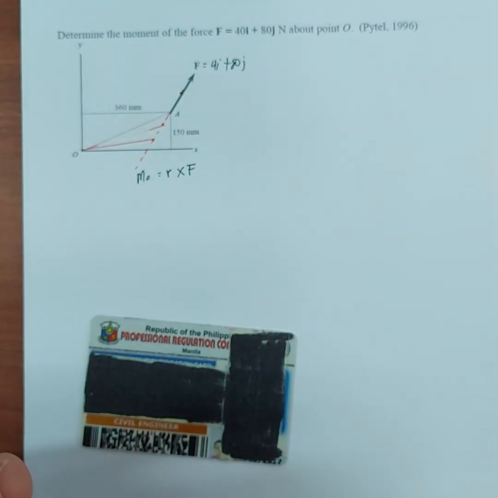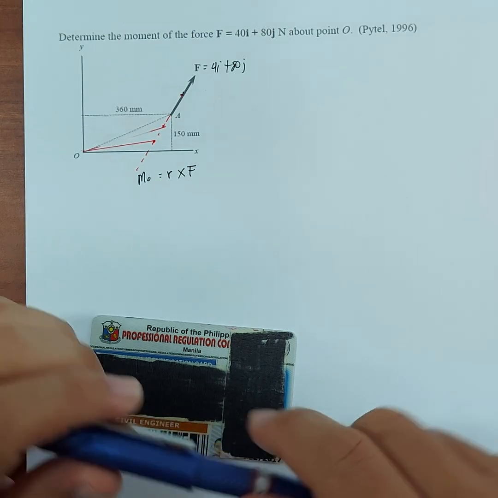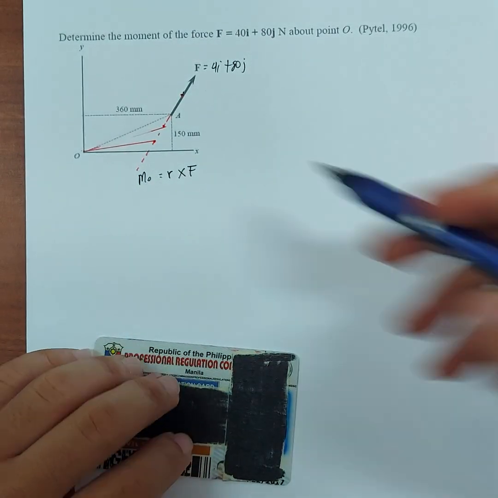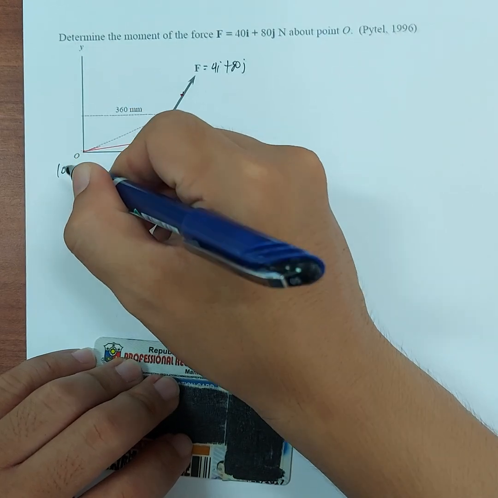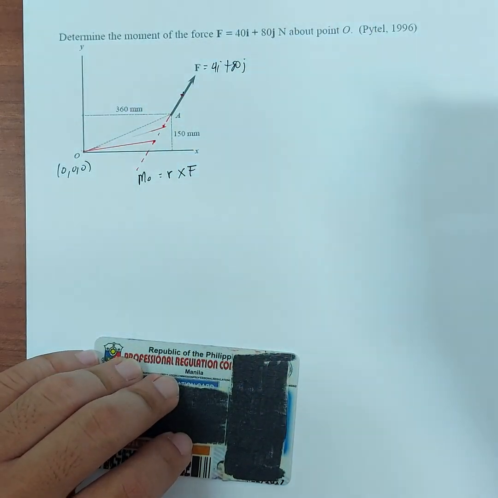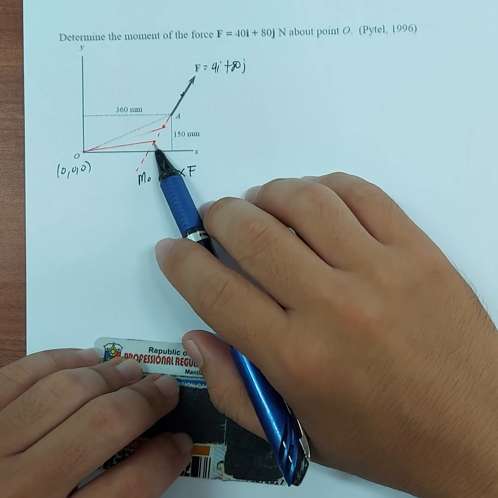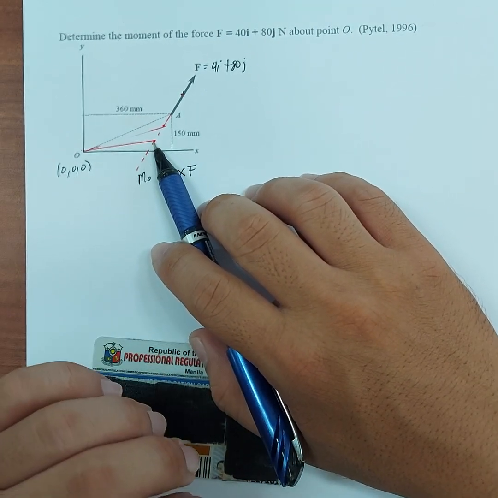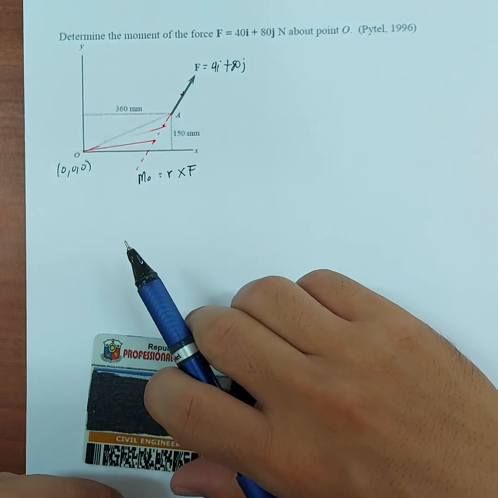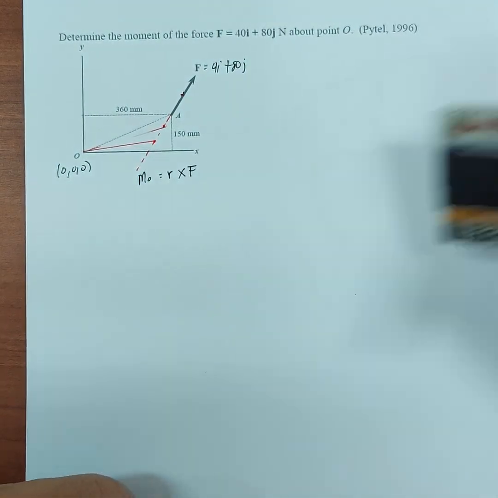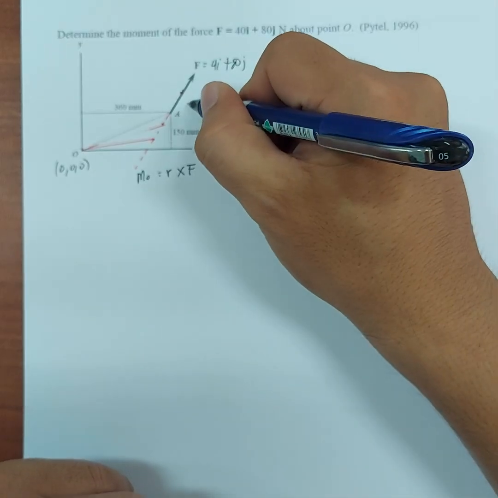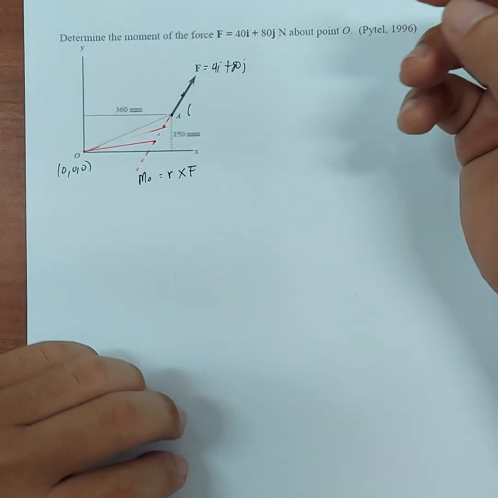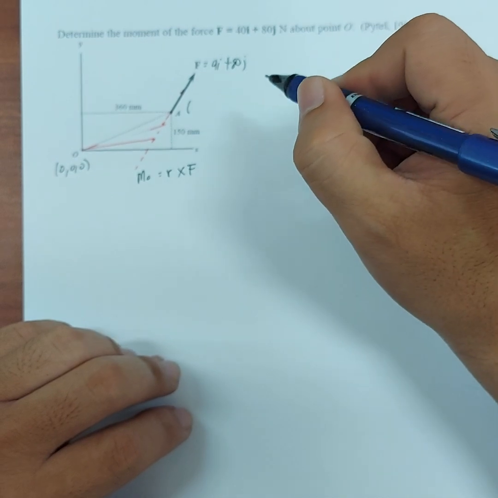But the problem is that we need to know the coordinates. We know O is 0, 0, 0, the origin. But if you choose this other point, we don't know its coordinates. So the second point should be one whose coordinates we know. So obviously, we will choose this point, because at that point, we know the coordinates.